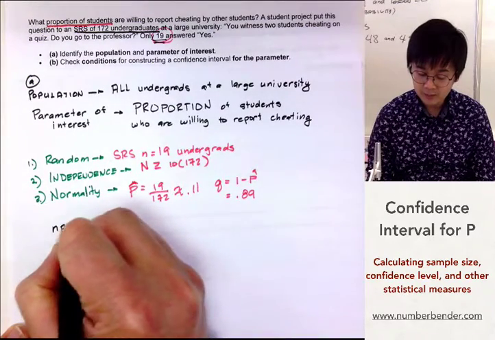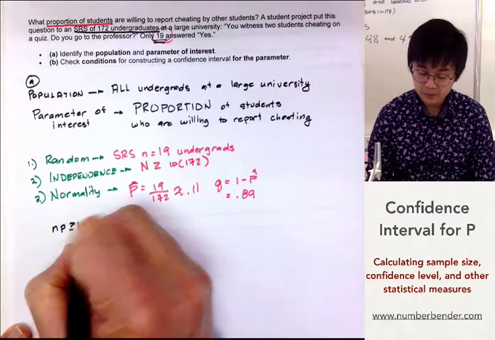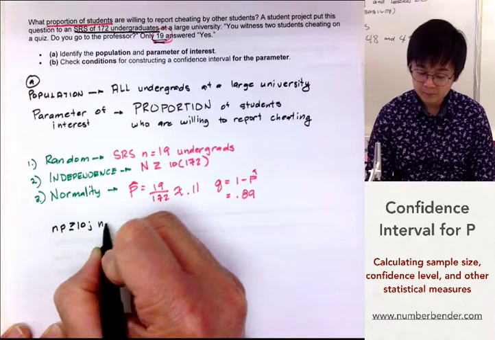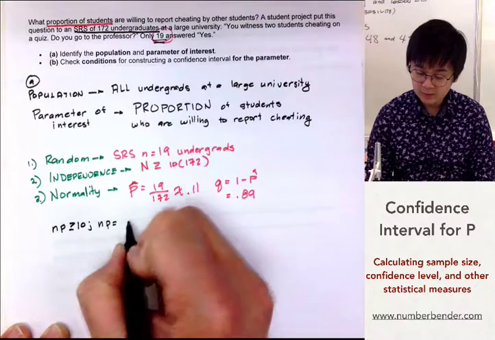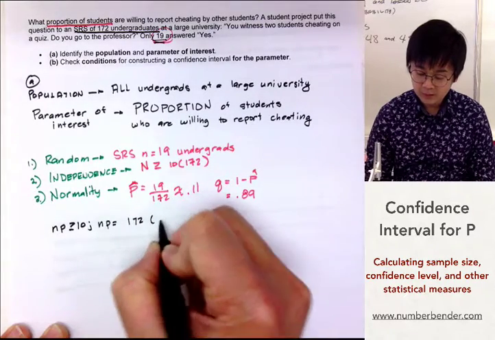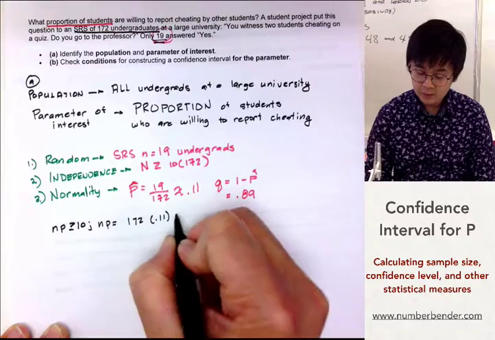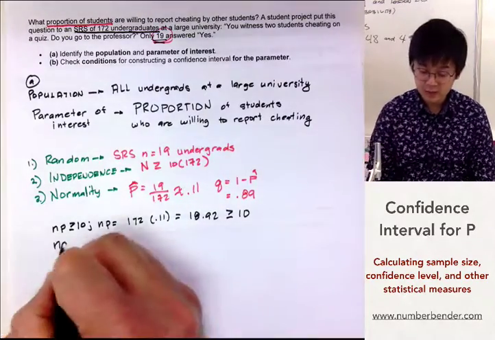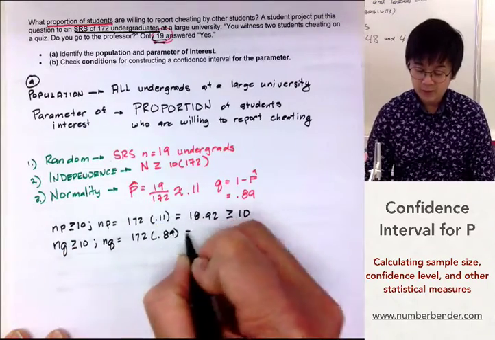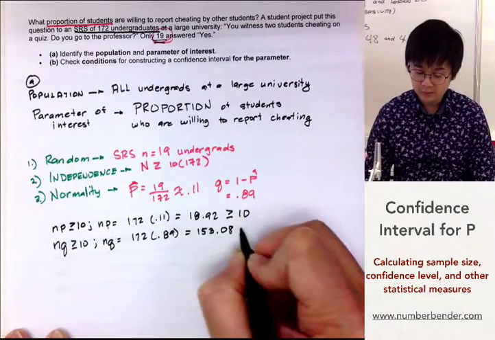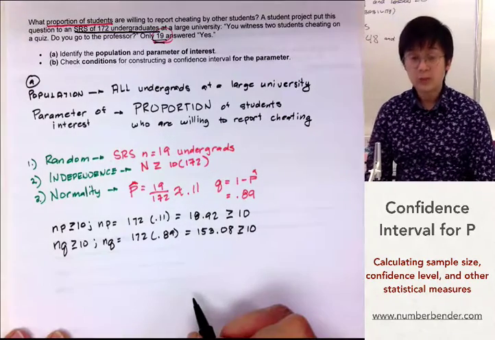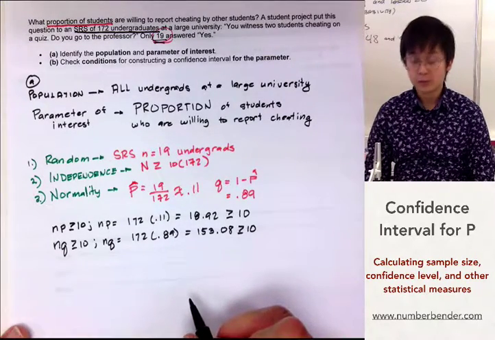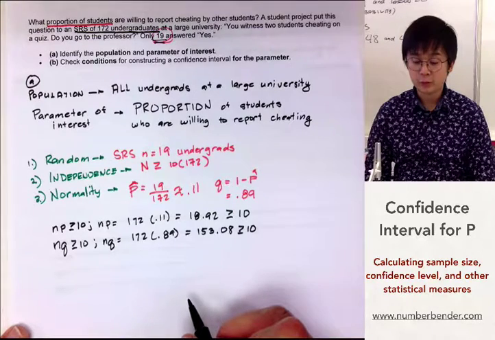So these are the two values that we're going to be using, because to show normality, we need to show that np is greater than or equal to 10. And np in this case is 172 times 0.11. Using our calculator, it's going to give us 18.92, which is greater than 10. Then we check whether nq is also greater than 10, and it is 153.08. So with this, we're able to satisfy all three conditions. So we are safe to use the confidence interval procedure to estimate our population proportion.